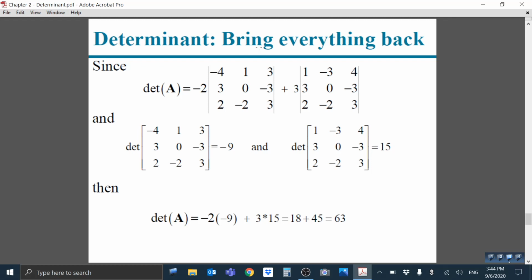Now I bring everything back together. Combine the pieces, because my goal was to compute the determinant of A. So the determinant of A was -2 times the determinant of this matrix plus 3 times the determinant of this matrix here. So the determinant of the first part was -9, the determinant of the other part was 15, so I combine everything now. It's going to be -2 times -9 plus 3 times 15. Compute, I get 63. So the determinant of matrix A is 63.